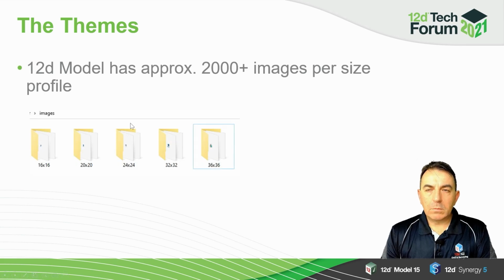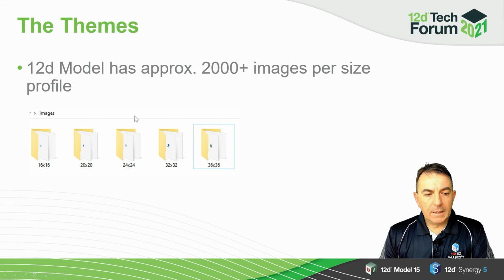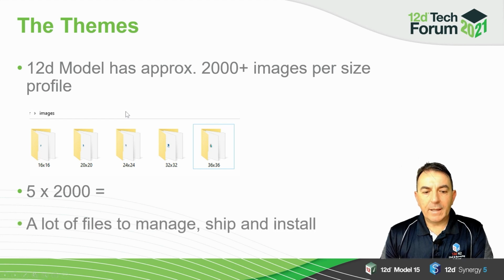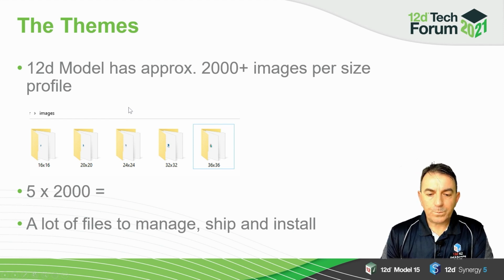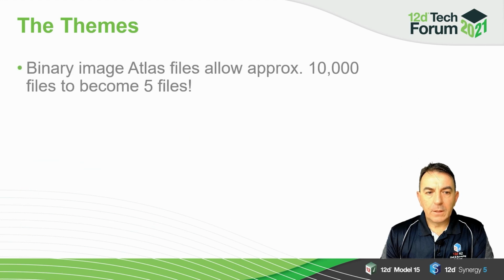So 12D model has approximately 2,000 or more images per size profile. So you're looking at 5 folders. All right, 5 times 2,000, basically what that equals is a hell of a lot of files to manage, ship, and install and copy over while you're running through an install. So what have we done on that one? Binary image atlas files allow us to take those 10,000 files and ship them all down to 5 files, which means massive time savings for your installs and your copying and your configurations themselves.